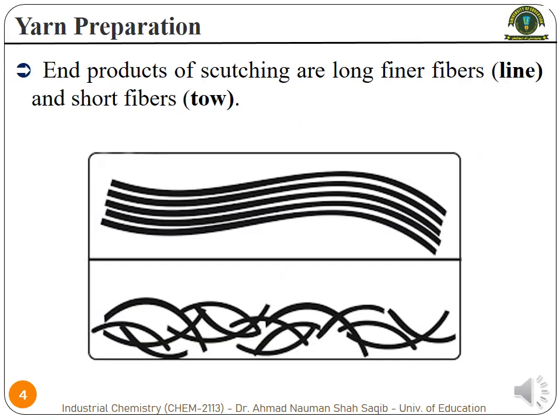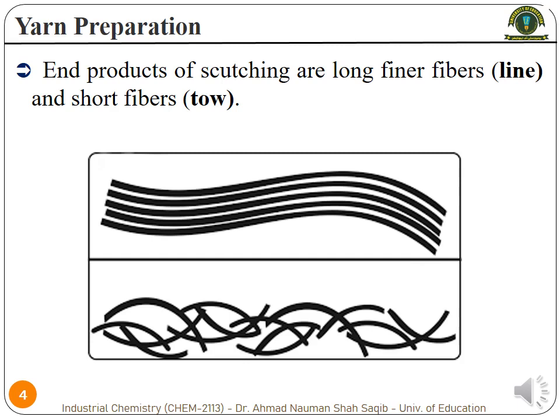So after scutching, we get two kinds of fibers. One is long, finer fibers, and the other is small, short fibers. The long fibers, which are finer in nature, are mostly called line, while the short fibers, which are somewhat coarse, are known as tow.